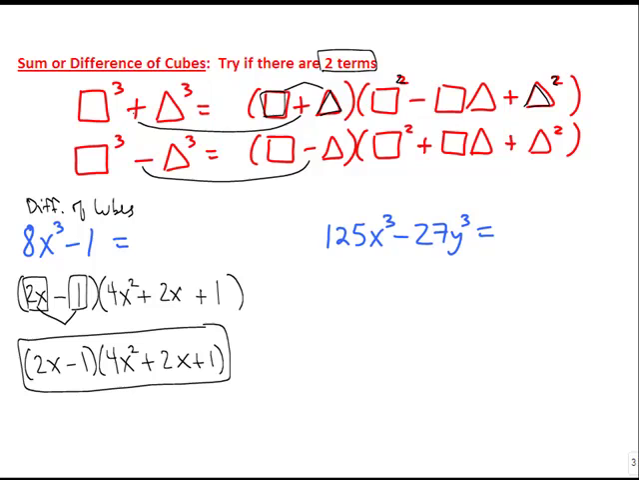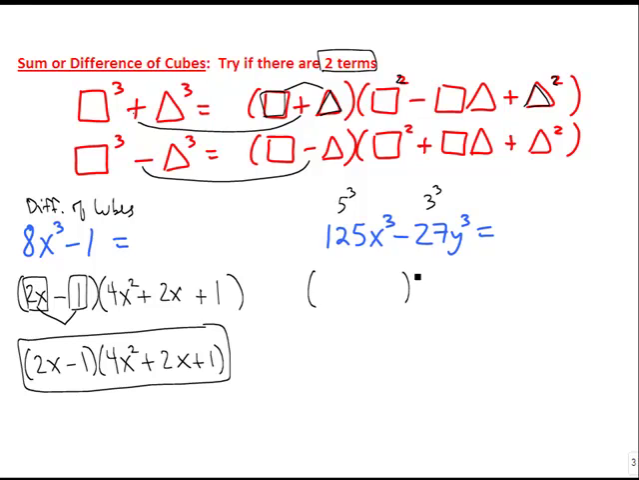Alright, let's try this one more time. We have 125x cubed minus 27y cubed. So those x cubes and y cubes are kind of giveaways that this is probably a sum or difference of cubes. We've got a minus sign, so it's going to be a difference. And 125 is 5 cubed, and 27 is 3 cubed. So we have nice perfect cubes. So here's how we're going to factor it.